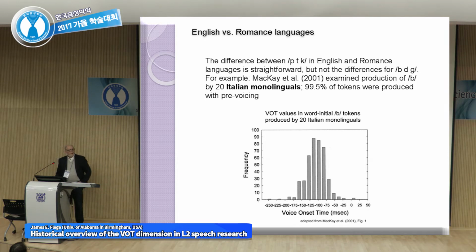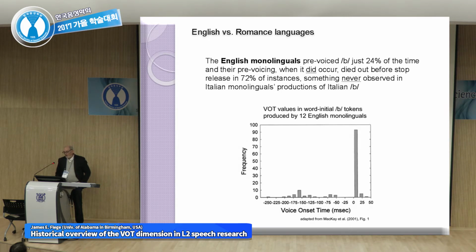For example, in a 2001 study, we examined production of B by 20 Italian monolinguals. 99.5% of tokens were produced with pre-voicing. The English monolinguals pre-voiced B just 24% of the time, and their pre-voicing, when it actually did occur, died out before stop release in 72% of instances, something never observed in Italian monolinguals' production of Italian B.